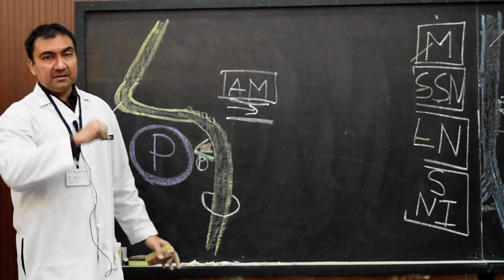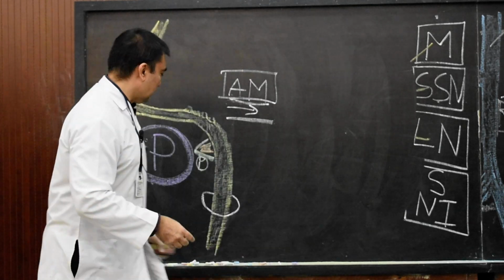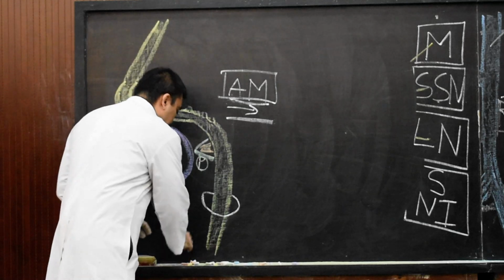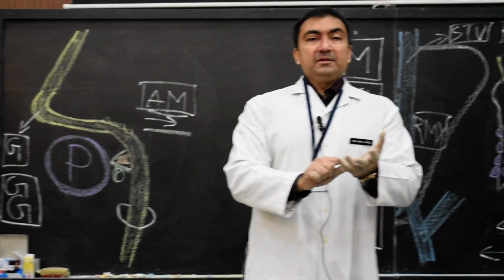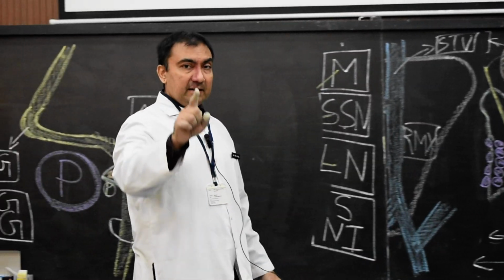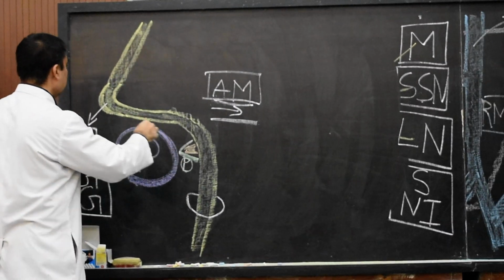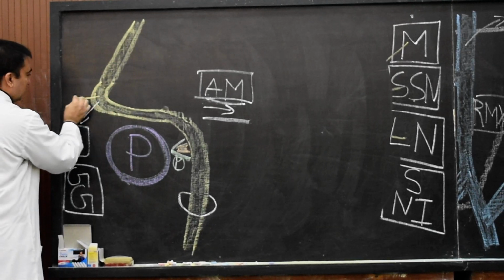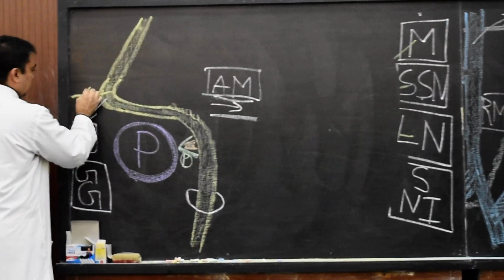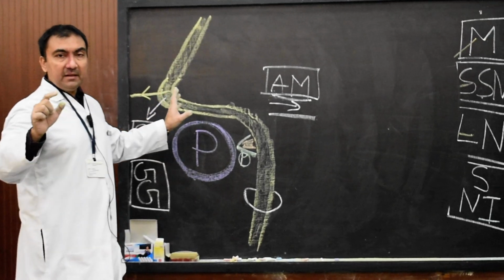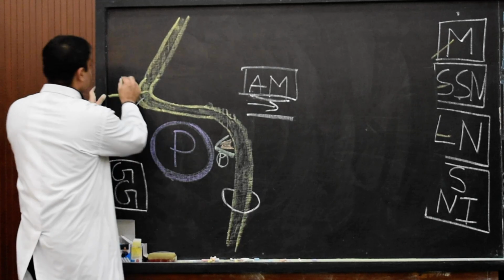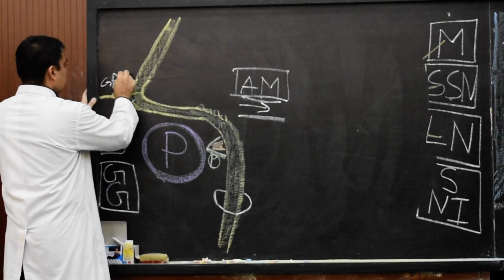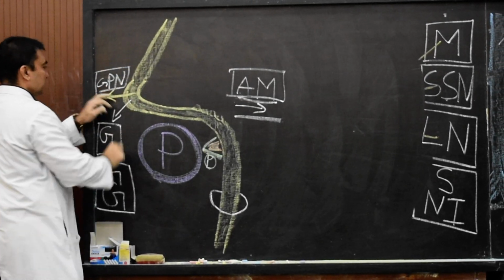Now we come to the branches, very important, branches of facial nerve. What are the branches of facial nerve? Number one, the first branch of facial nerve, when it is present in the facial canal at the level of genu, will be this branch. You can draw over here. The name of this branch will be greater petrosal nerve. So write it as greater petrosal nerve. This is the first branch from the genu.